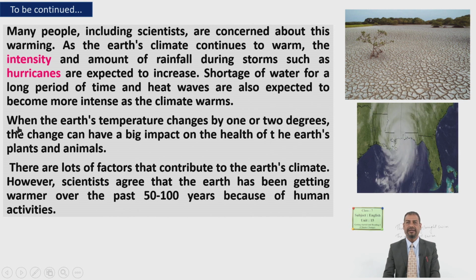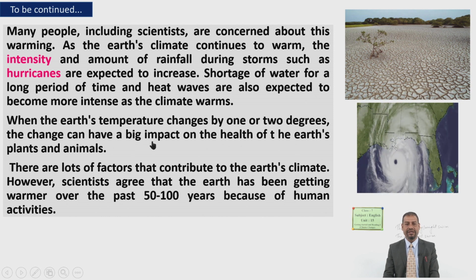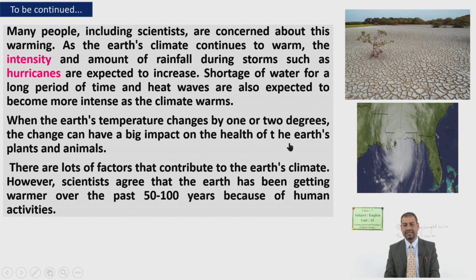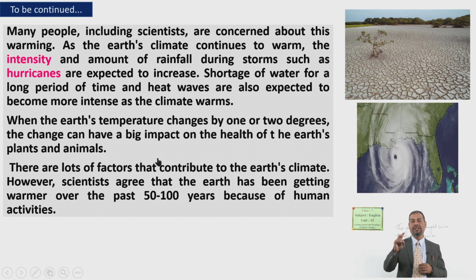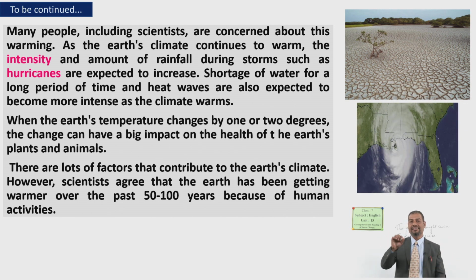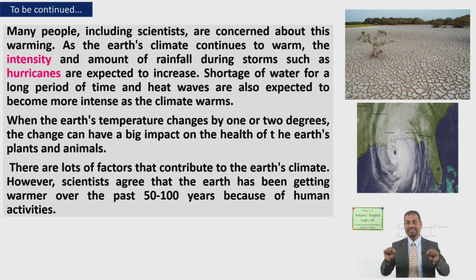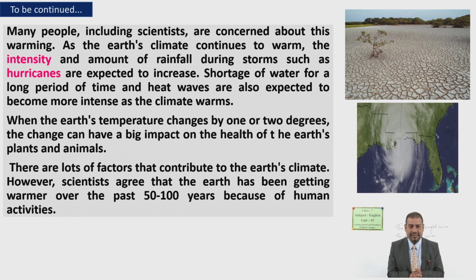So another paragraph we have: when the Earth's temperature changes by 1 or 2 degrees, the change can have a big impact on the health of the Earth, plants and animals. See, it means that even if we think of only 1 degree or 2 degrees warmer temperature, it has a big impact. It has a big effect upon us, on our health, okay.